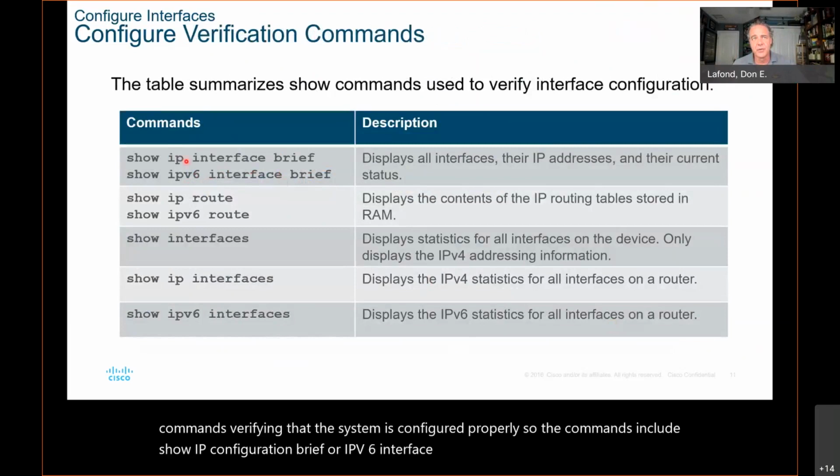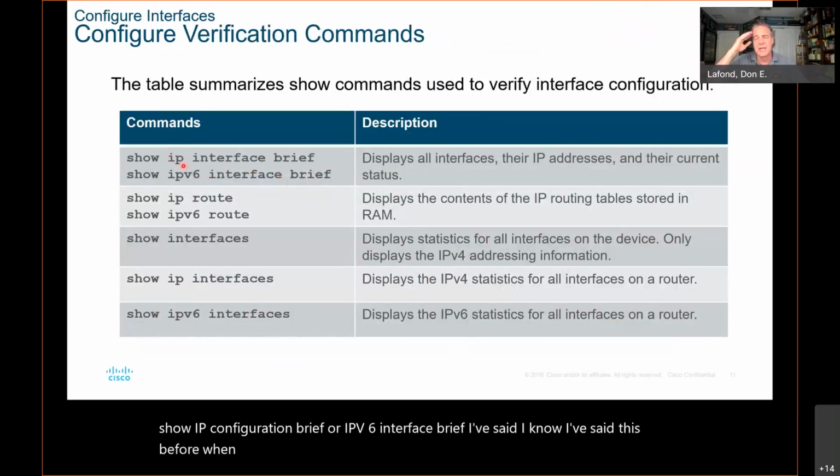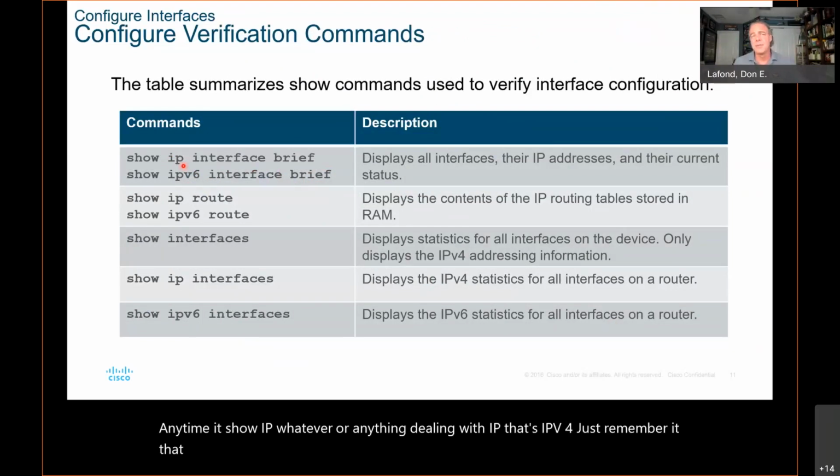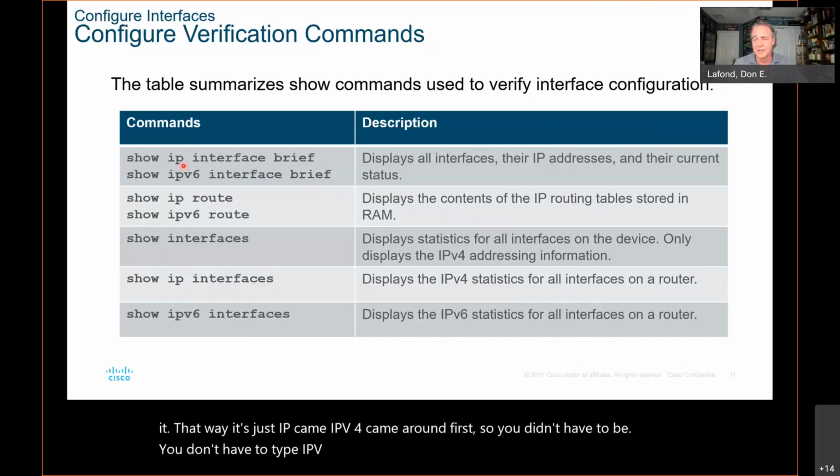I know I've said this before. When you see a show ip, always in your mind think IPv4. Anytime it's show ip whatever, or anything dealing with ip, that's IPv4. Just remember it that way. It's just that IPv4 came around first, so they didn't have to type IPv4. I think they should write that into the commands, so I could start teaching it that way, but you cannot put IPv4 in there and have it actually work. It'll give you an error message.